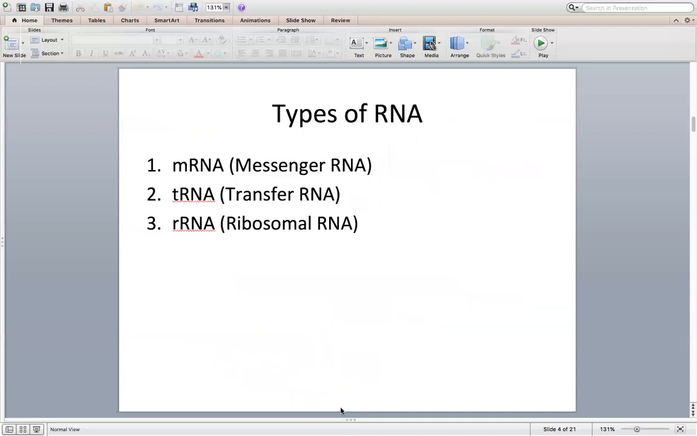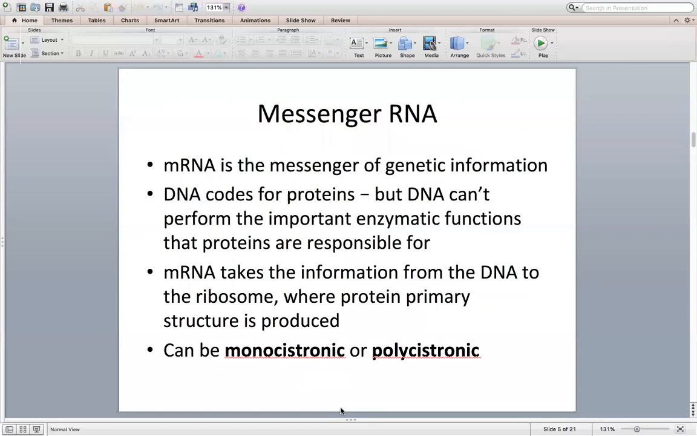And so there are 3 main types of RNA, and those are going to be mRNA, which is messenger RNA, tRNA, which is known as transfer RNA, and rRNA, which is ribosomal RNA. And there are other forms of RNA as well that are more specialized. We're going to cover those in more detail as we go on.